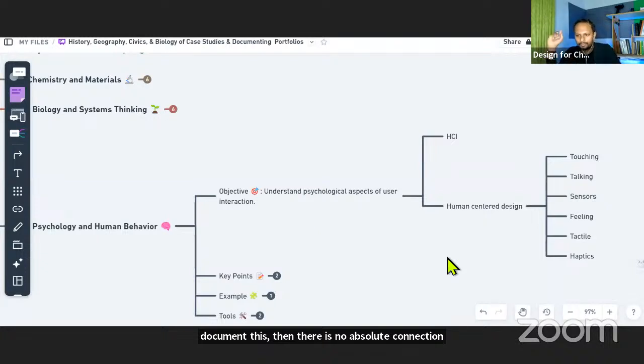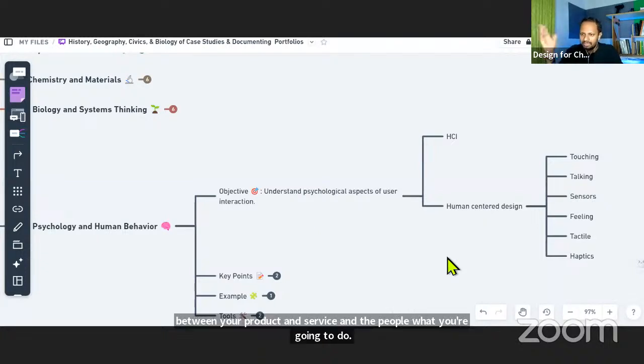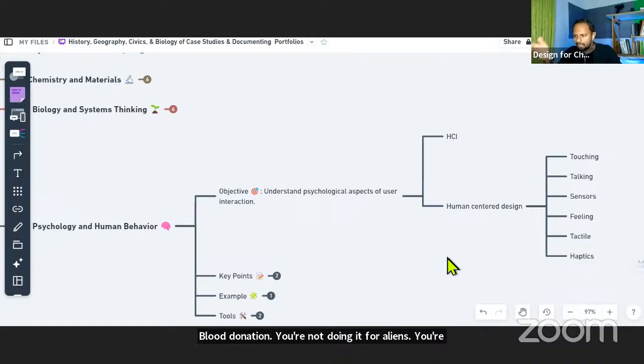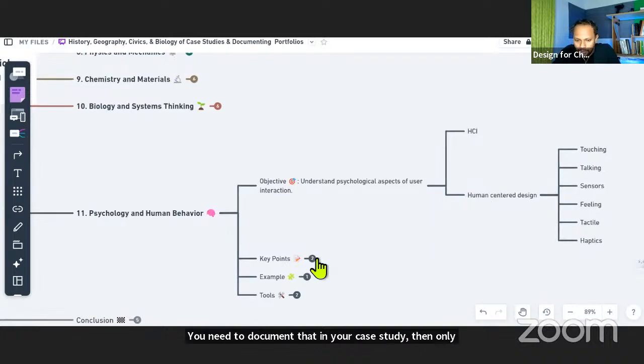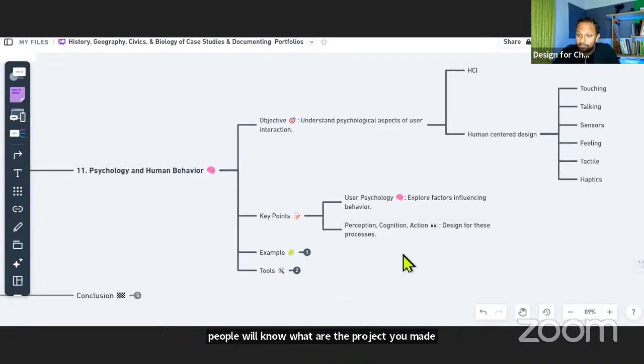Blood donation, you're not doing it for aliens, you're doing it for humans, right? EV charger, you're not doing it for any animals or anything, you're doing it for humans, right? Any product you make, it should be human centric, it should be human computer interactable. You need to document that in your case study, then only people will know what project you made, okay? Explore the factors influencing the human behavior.